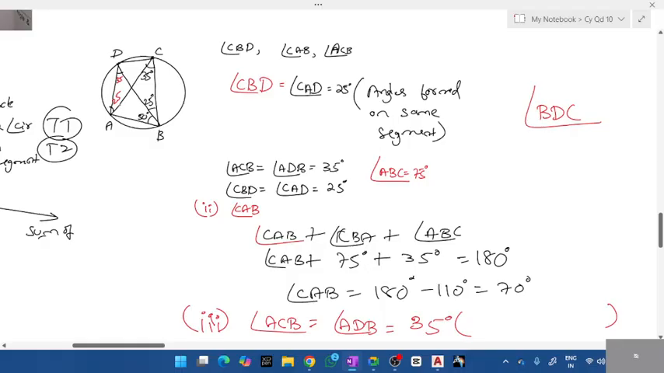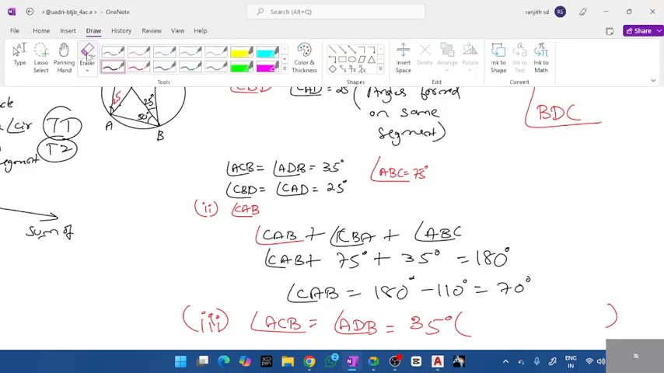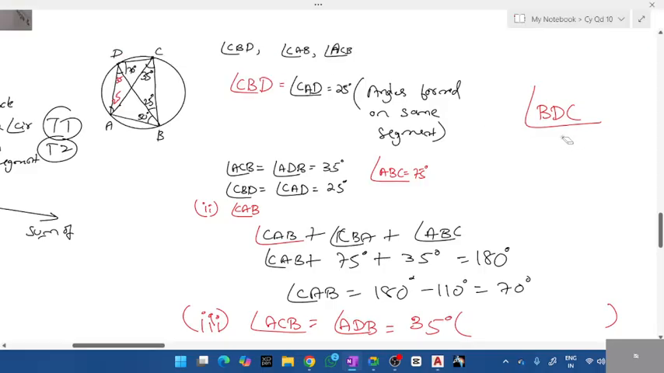Okay, correct. So the answer should be 70 degrees. Right, 70. Okay, the answer should be 70 degrees. Which method did you use here? We use the arc method here. Angles of segment.